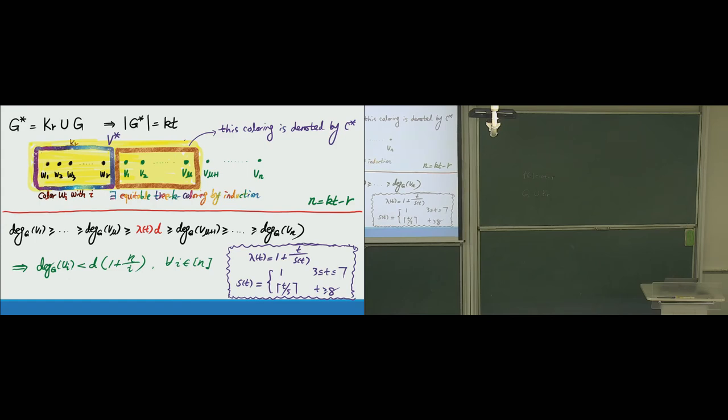And G is d-degenerate. So we can arrange the vertices as V1, V2, and so on. That means V1 has the maximum degree and the last has the minimum degree like this. And in the middle, there is a flag. We just use this flag to partition into two sets. And in this case, we can see that for any V_i, we have this result. That means this degree is not very large like this, and we have this bound. And this lambda T should be chosen very carefully like this.